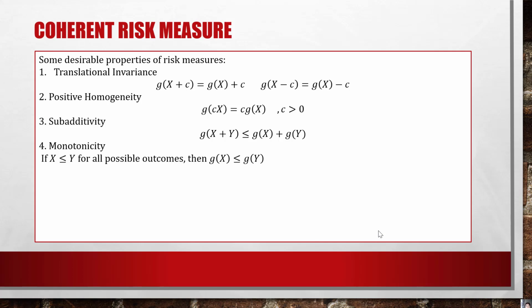Subadditivity: g of (x + y) is less than or equal to g of x plus g of y. And monotonicity: if x is less than or equal to y for all possible outcomes, then g of x is less than or equal to g of y.